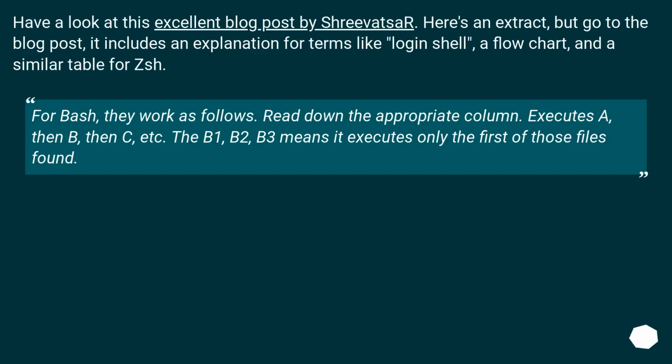Have a look at this excellent blog post by Shreevatsa R. Here's an extract, but go to the blog post. It includes an explanation for terms like login shell, a flow chart, and a similar table for zsh. For bash, they work as follows. Read down the appropriate column. Executes A, then B, then C, etc. The B1, B2, B3 means it executes only the first of those files found.